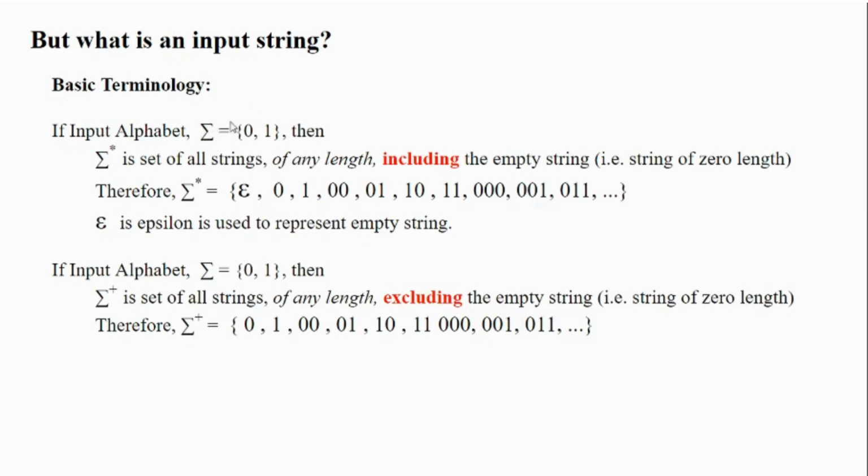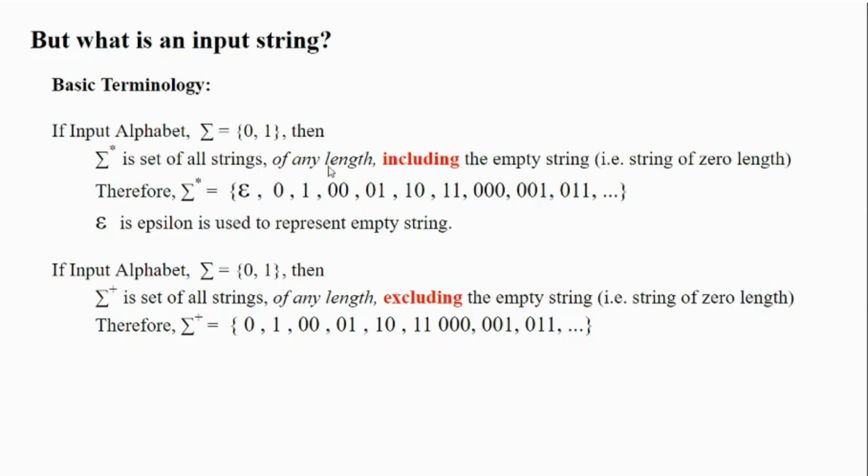We already have discussed that sigma is known as input alphabet. So what is input alphabet? Input alphabet is a set of characters or set of elements which are taken by the automaton as an input. So the automaton can take either 0 or 1, not other elements, as an input. Fine. So if input alphabet sigma is given as 0 or 1, then sigma star is another set of all strings. Remember, all strings of any length.